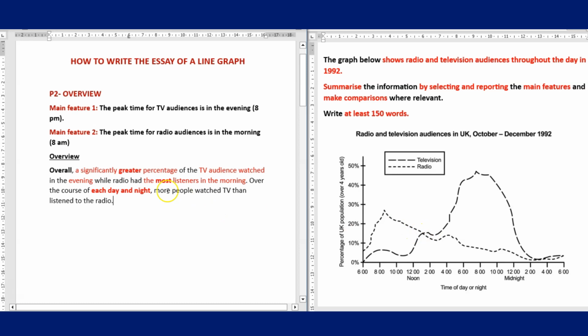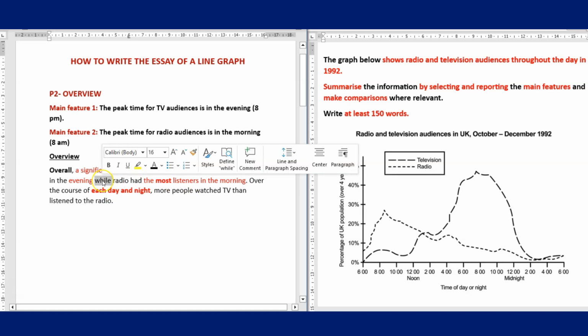So if you look at the TV audience, yes, very high number, I think almost 50%. Almost half of the people in the UK actually watch television in the evening, which is a greater percentage of the TV audience watching in the evening, and most of the listeners. If you check the television, most of them actually watch in the evening, and you can see here that I'm comparing the TV to the radio, and that's what you should be doing.